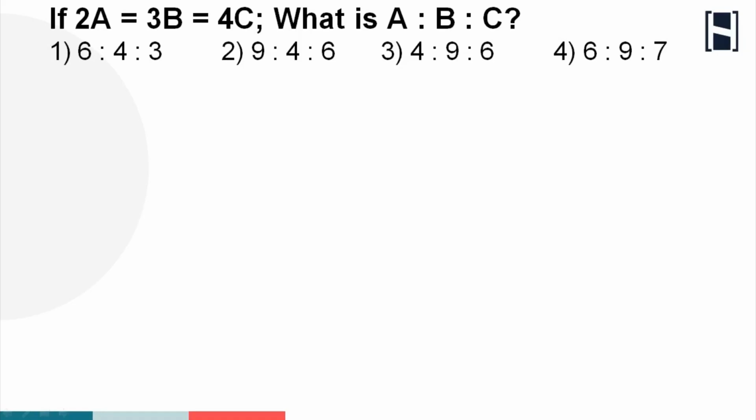In this video, we'll be discussing one of the important models in ratio and proportions. The given question here is 2a = 3b = 4c. What is a : b : c? I think this is a very good question, guys. So the given information here is 2a = 3b = 4c. Find out a : b : c.